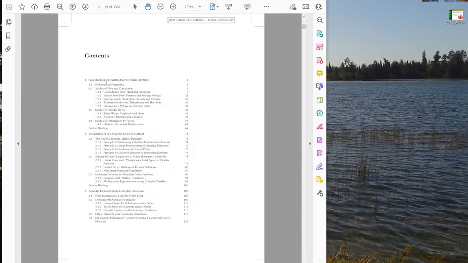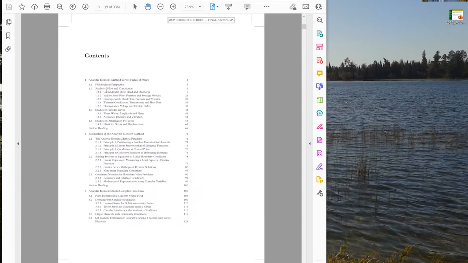In the analytic element method, there are a number of fields of study that the method has been extended to. So we take the mathematics that existed, basically the mathematics that were developed up through about the 1960s or so, for all these different fields.